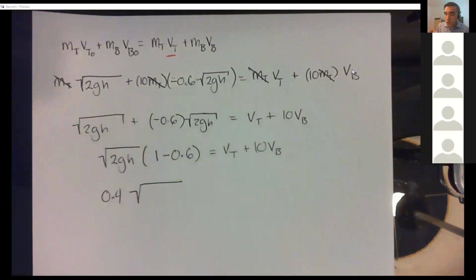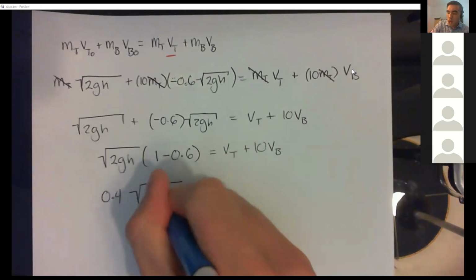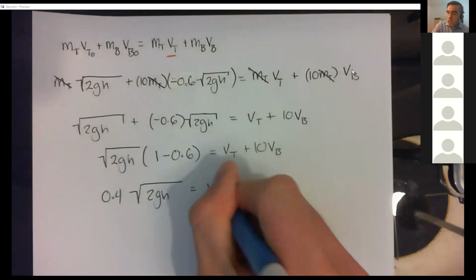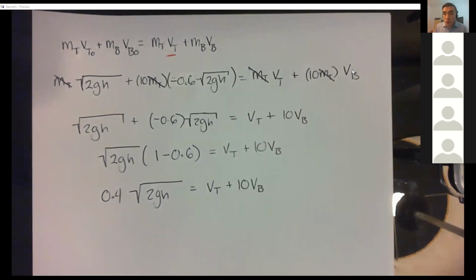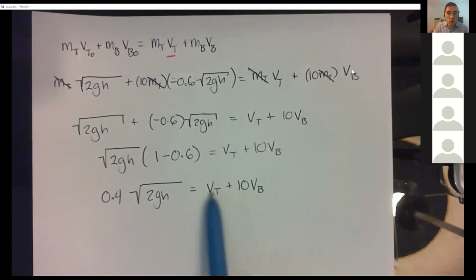0.4 root 2gh is going to be equal to Vt plus 10 Vb. Now I have one equation with two variables, so how do I solve for these?